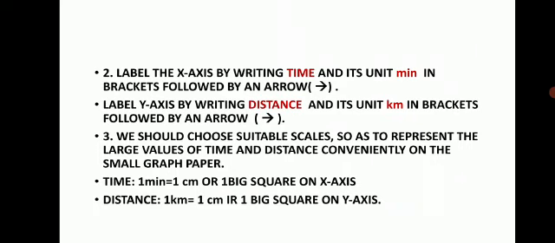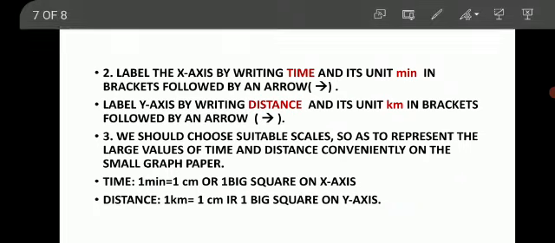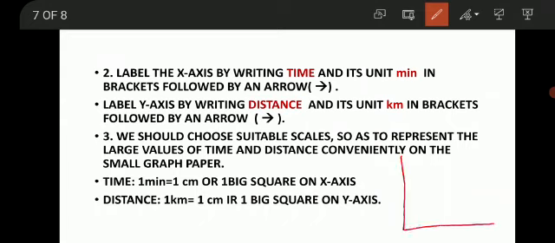Say for example, time, that is 1 minute, is equal to 1 centimeter or a big square on the x-axis. So this is the OX or the x-axis, and this is OY, the y-axis. What we have to do is write here time and its unit minute inside the bracket, and here we have to write distance and in the bracket we have to write kilometer.